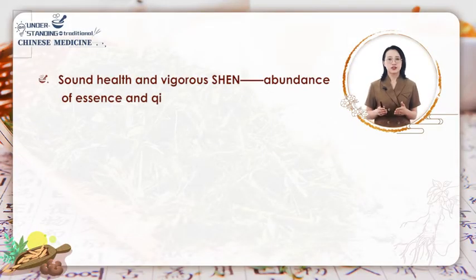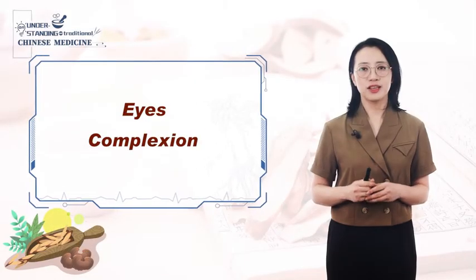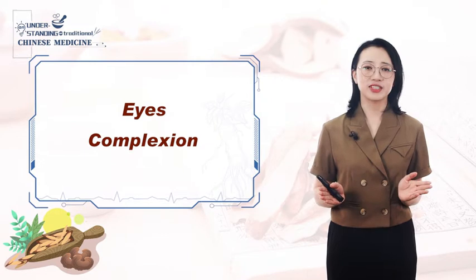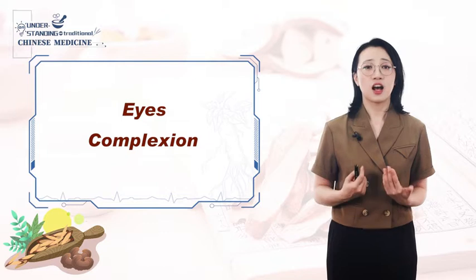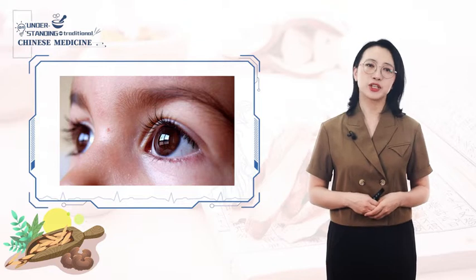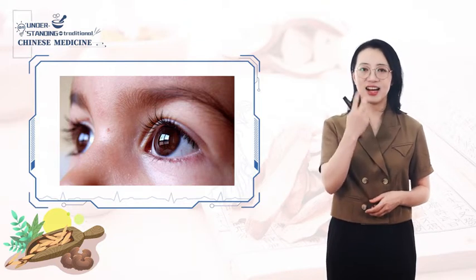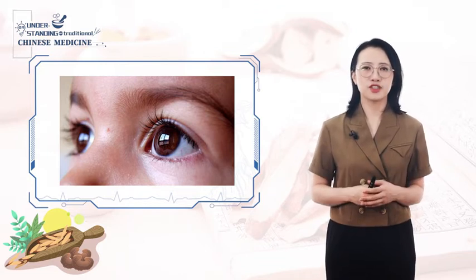Generally speaking, sound, healthy, and vigorous shen indicate abundance of essence and qi. On the contrary, weak, low level of shen suggests deficiency of essence and qi, and of the function of 脏腑. Although the shen is the general manifestation of life activity, it is especially reflected in the eyes and complexion. Imagine when we meet a stranger, the first place we're looking at is what? Yes, the eyes. We can see the luster, the emotion, and get lots of information from them.